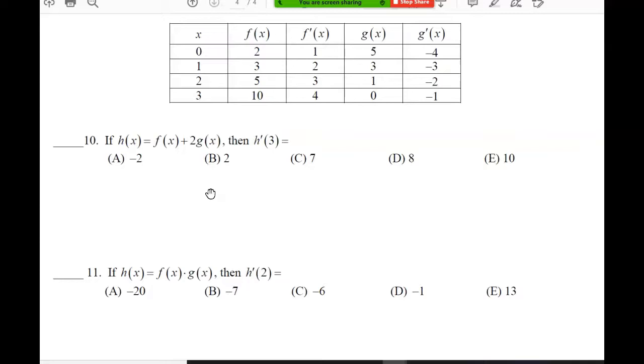And then f of 2 from that table is 5. g prime of 2 from the table is negative 2. g of 2 is 1. And f prime of 2 is 3. So you get negative 10 plus 3, which is negative 7, which is also answer choice B.